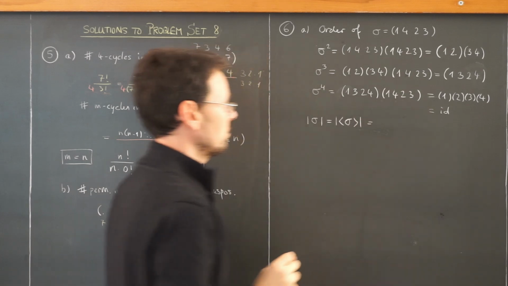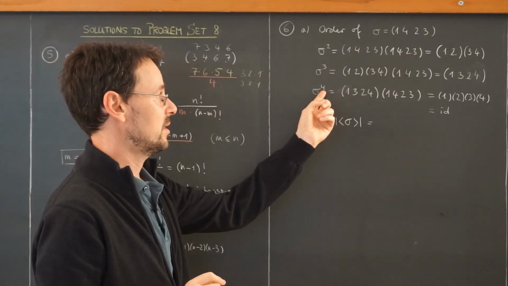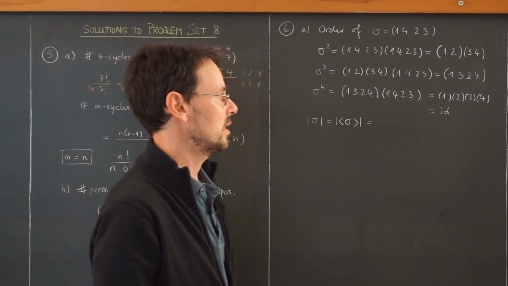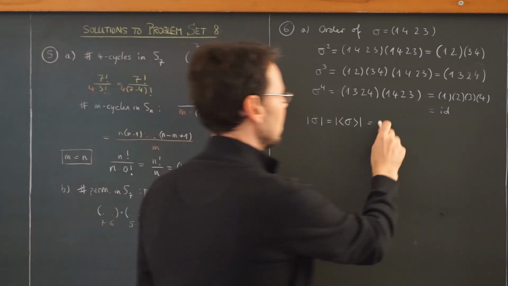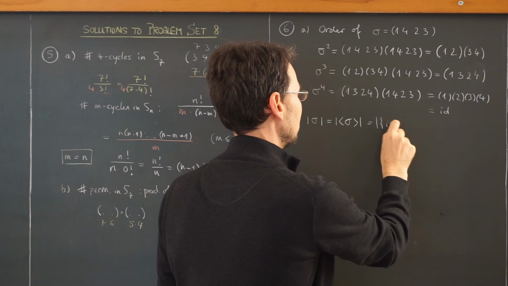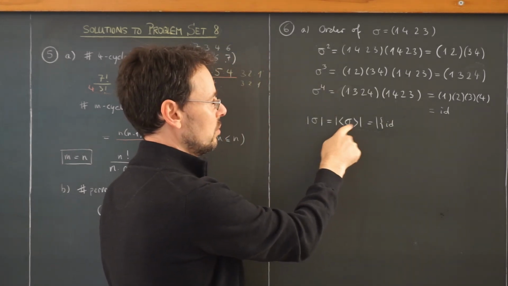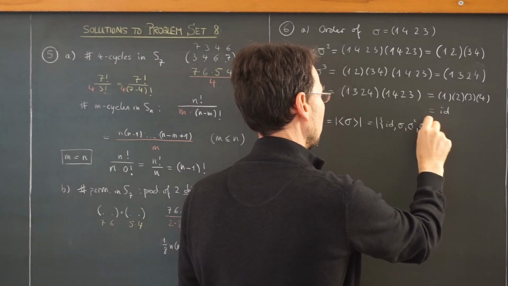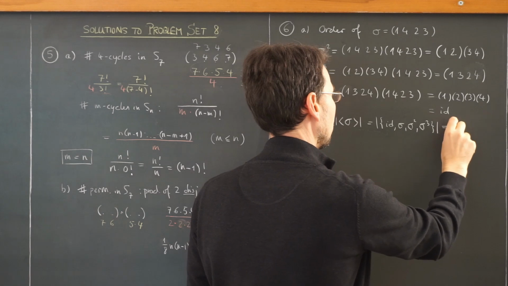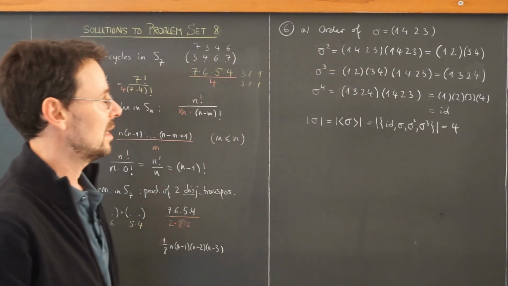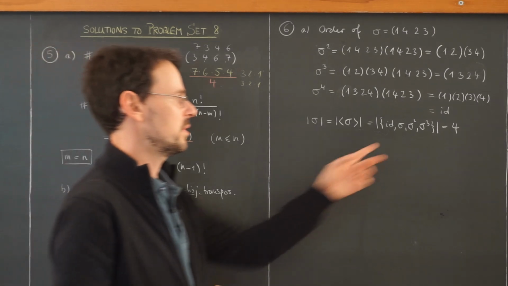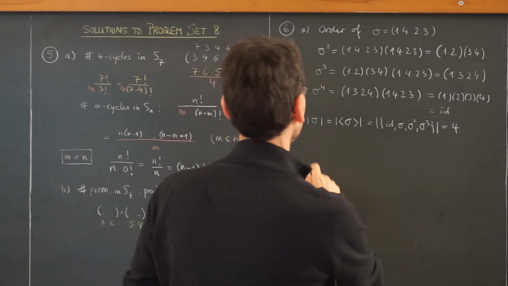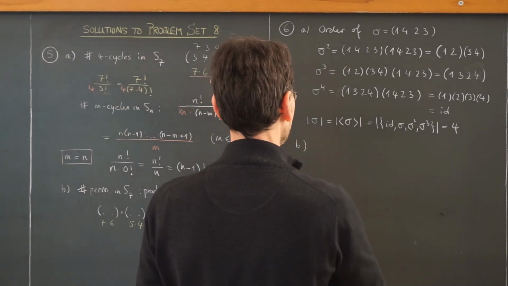So the order of sigma, either defined as the smallest natural number that gives me sigma to this number is the identity, which is clearly 4, or we can define it as the number of elements of the cyclic subgroup generated by sigma. So the order of this element is 4. And now, of course, we would expect that a 5 cycle has order 5 and so on. And this we are going to prove in part B.